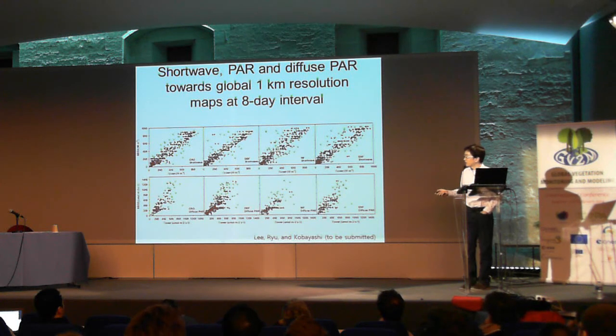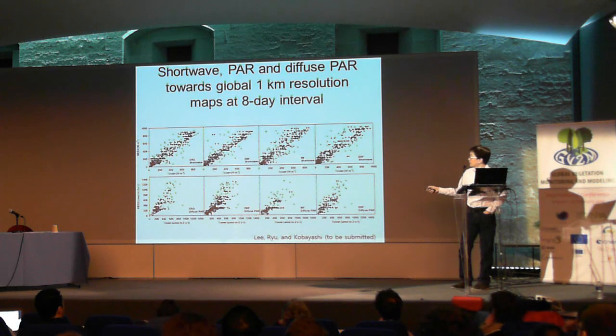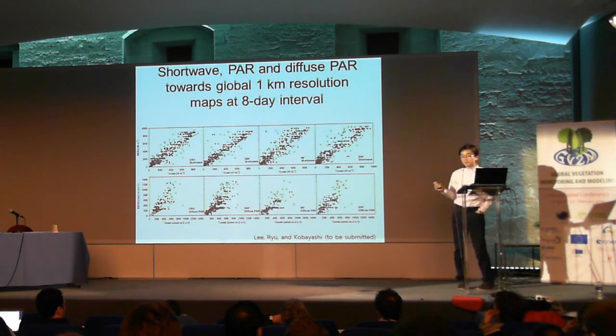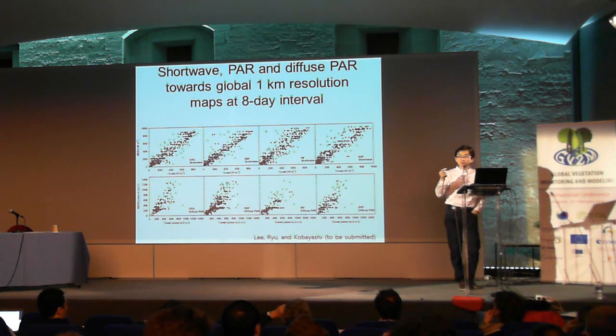And now I use the FluxNet data to evaluate the diffuse part. In this panel, the x-axis is the tower and the y-axis is my model. The upper four figures are for shortwave, and the lower four figures are the diffuse part. So overall, the diffuse part looks fairly good, not that bad.